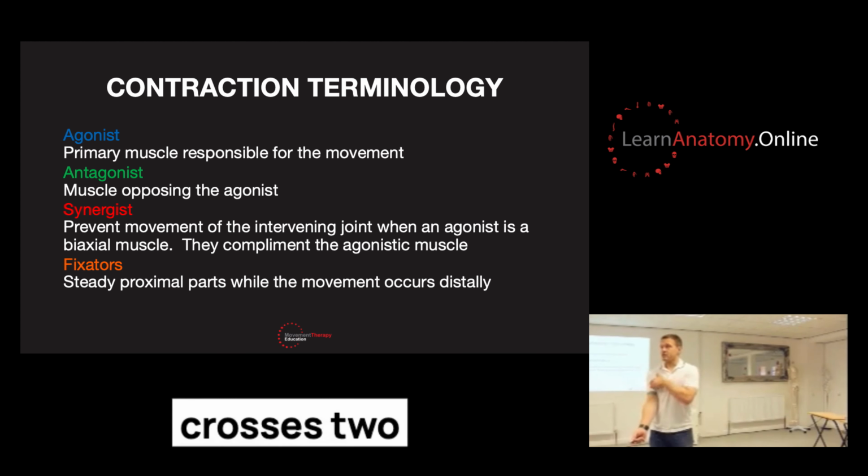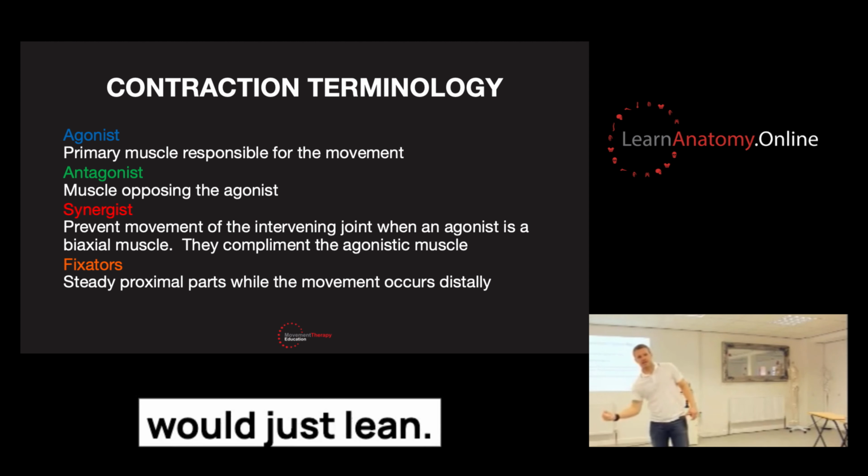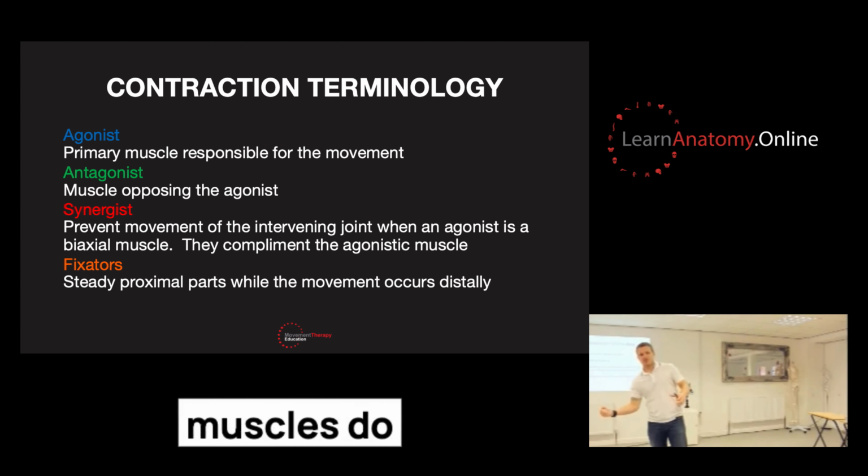Fixators steady different parts of the body while movement occurs distally. So we know what distal means now. If I've got a bicep curl and it's quite heavy and I'm lifting that weight, if the muscles in my upper body didn't contract at all, then I would just lean. So what muscles do you think would have to contract to keep my spine upright?